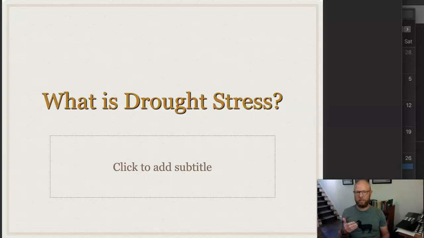I do want you to think about, though, that in general we think about more negative numbers indicating greater drought stress in plants. But keep in mind, we do have plants adapted to operating at low water potential.